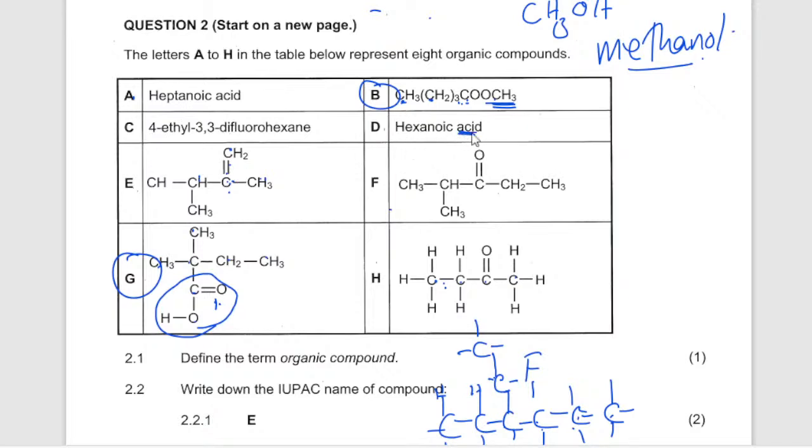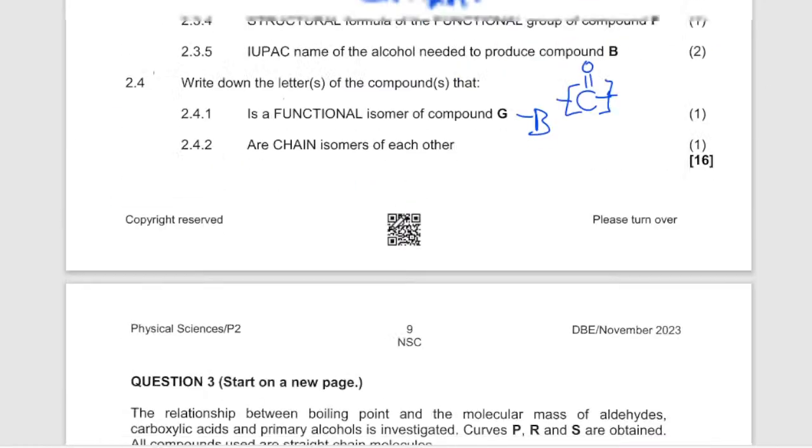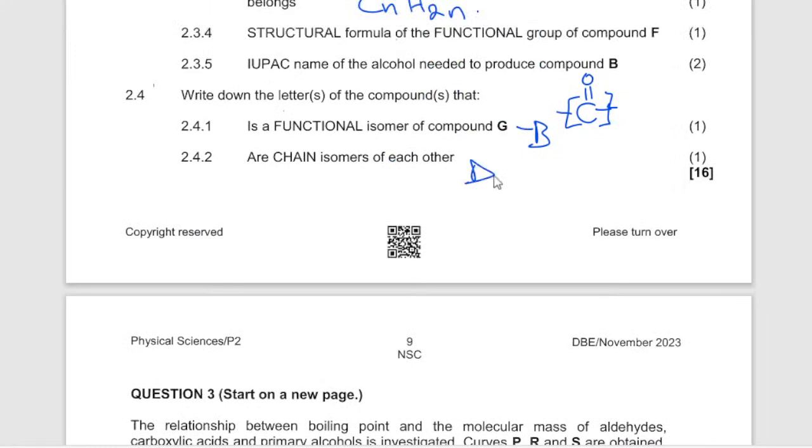This is a carboxylic acid. Do you have any other carboxylic acid? This is another carboxylic acid, but this is heptanoic acid. This is hexanoic acid, so it can't work. This one is a carboxylic acid. Let's look. 1, 2, 3, 4, 5, 6. So it has 6 carbons. And hexanoic acid is also having 6 carbons. So definitely D and G. D and G, they are chain isomers.